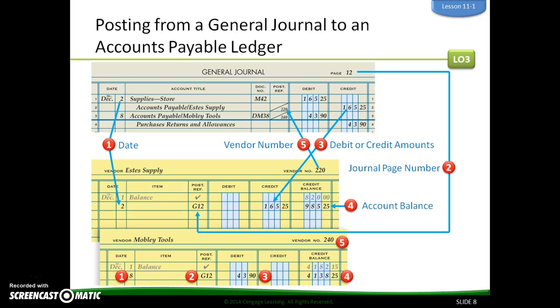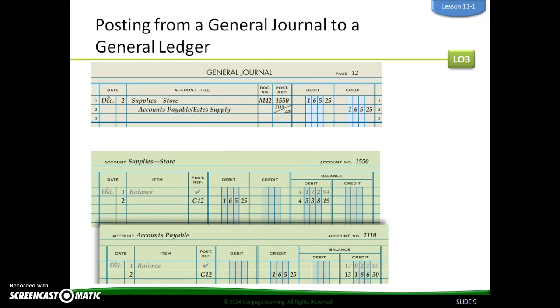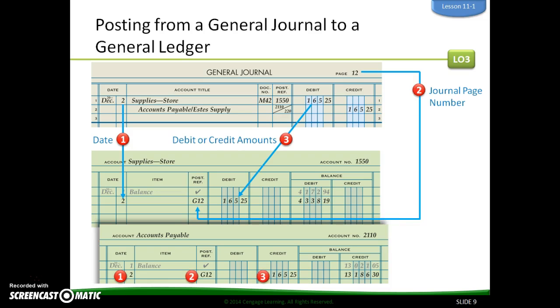to let them know. So when we're looking at Mobley Tools, remember, we were returning merchandise to them. So that's why this is a debit, and it's actually reducing the amount of money that we owe Mobley Tools. So when we're going ahead and posting from the general journal to the general ledger, you can see now our supplies on our page 12 are a debit because we increased the amount of our supplies, and our accounts payable also increased, and it increased by the amount that we owe Etsy Supply Company.